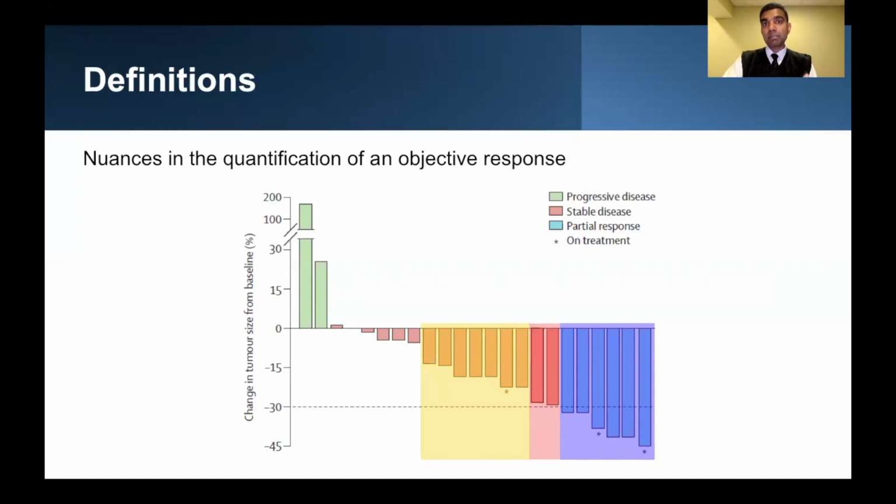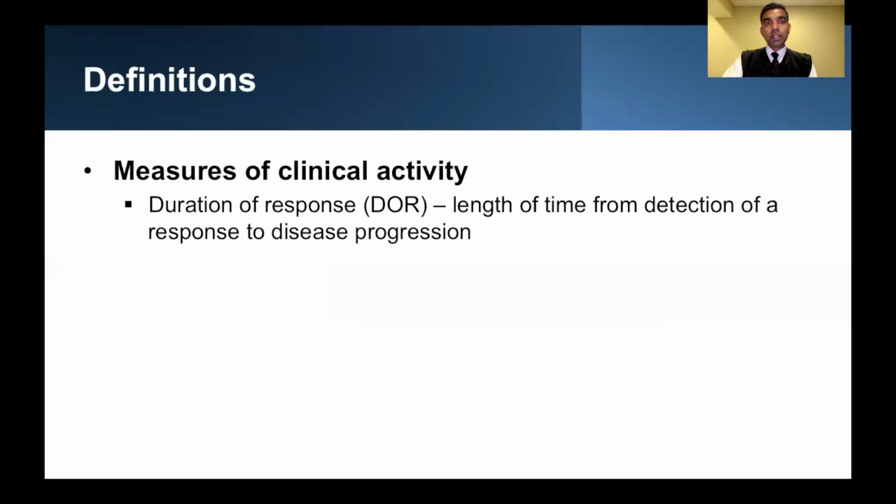The higher the number, the better. But it should be recognized that there is a substantial number of individuals who will derive benefit from a particular drug, but that may not be reflected in the particular number that one uses to quantify the objective response. So moving on, there are other terms that are used to define clinical activity, including duration of response. That's the length of time from detection of response to disease progression.